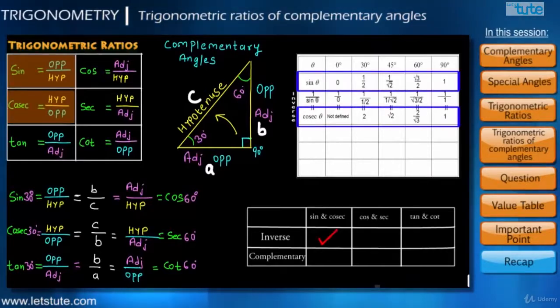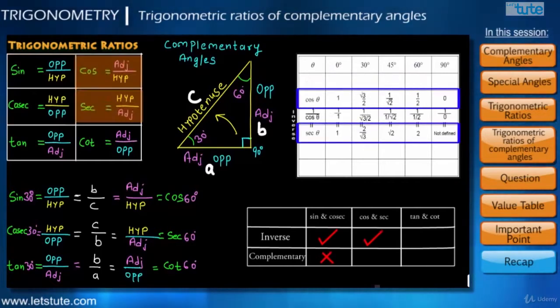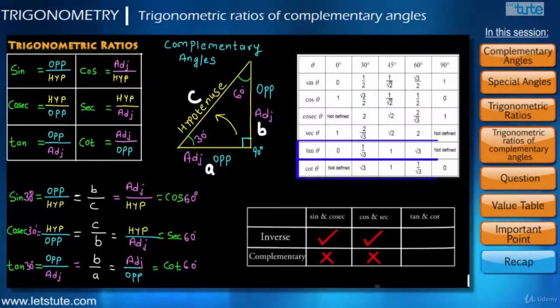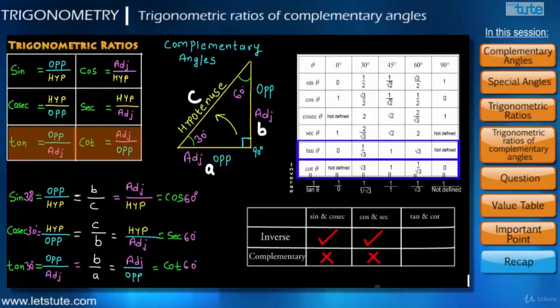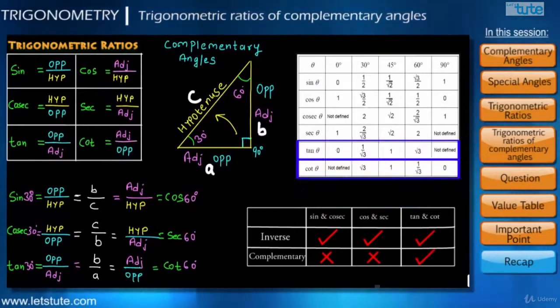So let me tell you one very important point from the things that we have learnt so far. Sine and cosec are inverse of each other, but they can't be complementary. Cos and sec are inverse of each other, but again they are not complementary. But in case of tan and cot, they are inverse as well as they are complementary to each other.